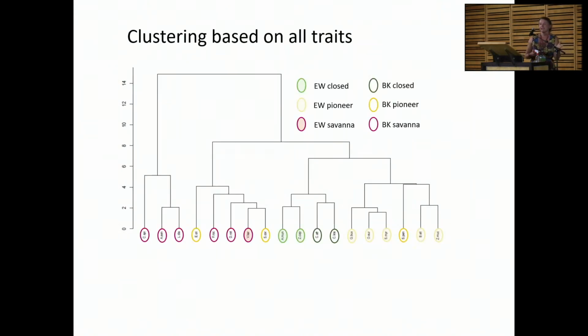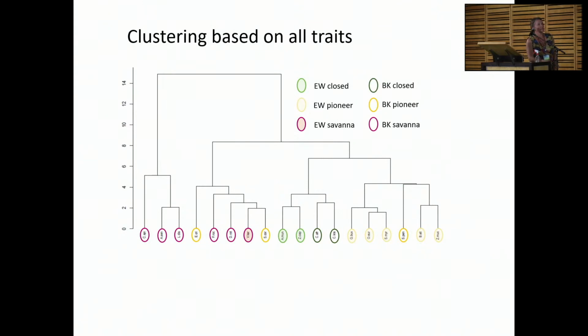And when we did a cluster analysis, as one does, for all the traits combined, these are the really hardcore thick bark species of the Buffelskloof savannas. Here we've got predominantly savanna species and a couple of the Buffelskloof pioneers. Here we've got the forest species or the closed canopy species with their wussy bark and skinny stems.